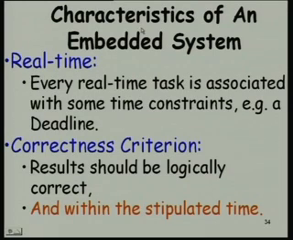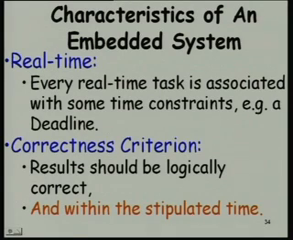Now, let us look at some basic characteristics of an embedded system. We will keep this in mind as we proceed. So, one thing which we have said quite a number of times is that in a real time system, at least some of the tasks or some of the behavior are associated with some time constraint. One example of a time constraint is a deadline constraint, it has to finish by some time. Another type of constraint may be to start the task after some time.